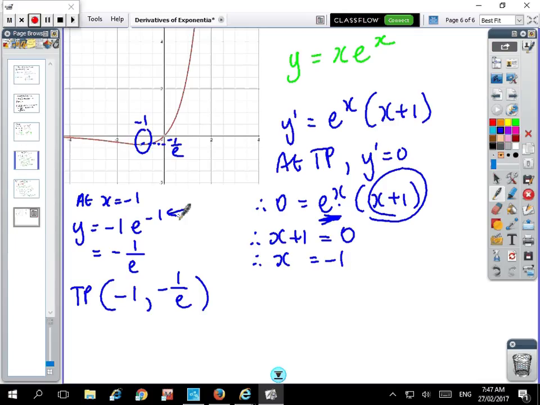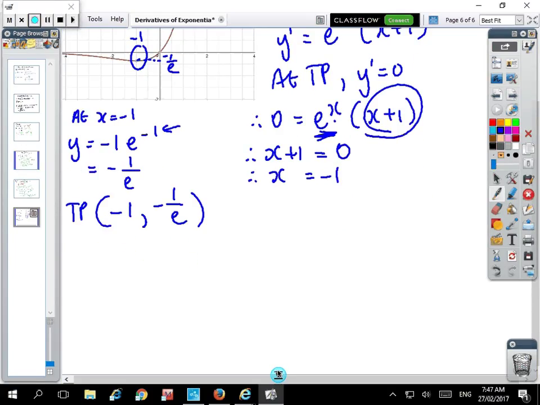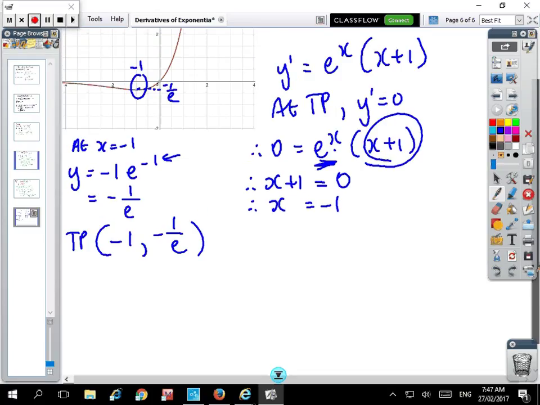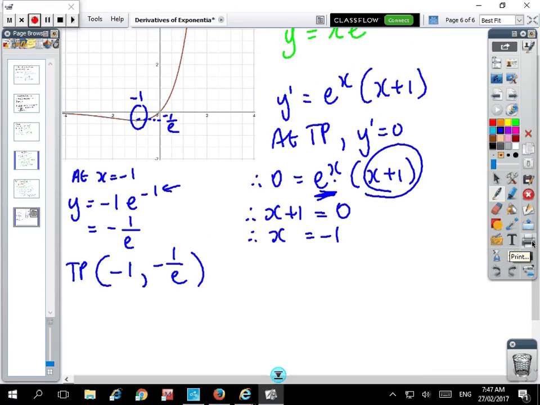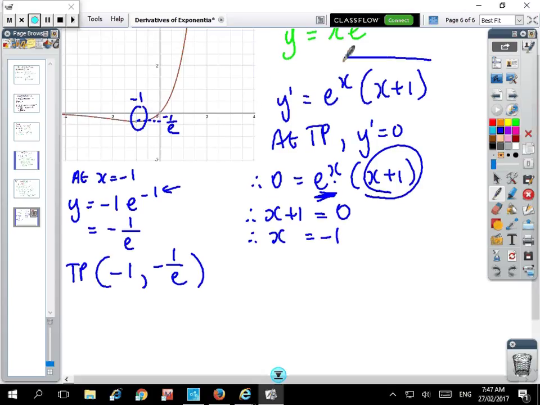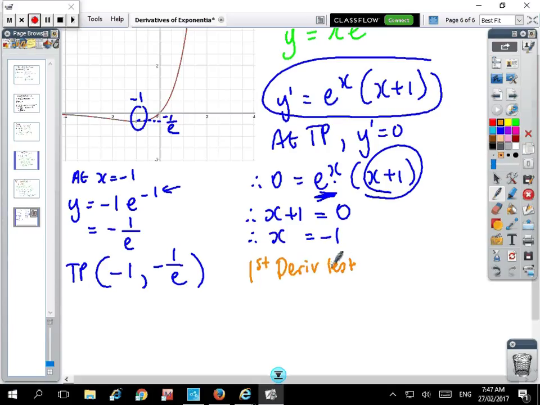And then, strictly speaking, we need to prove that it's a minimum TP. So we could use the second derivative, but that means I'd have to do a derivative of a derivative, and I'd have to use a product rule again. So I might just use the first derivative test. If I've got a negative gradient on one side and a positive gradient on the other, it's a min TP. And so a value to the left hand side, maybe x equals minus 2, and a value to the right hand side, maybe x equals 0. That'd be easy, so I'll do that one first.